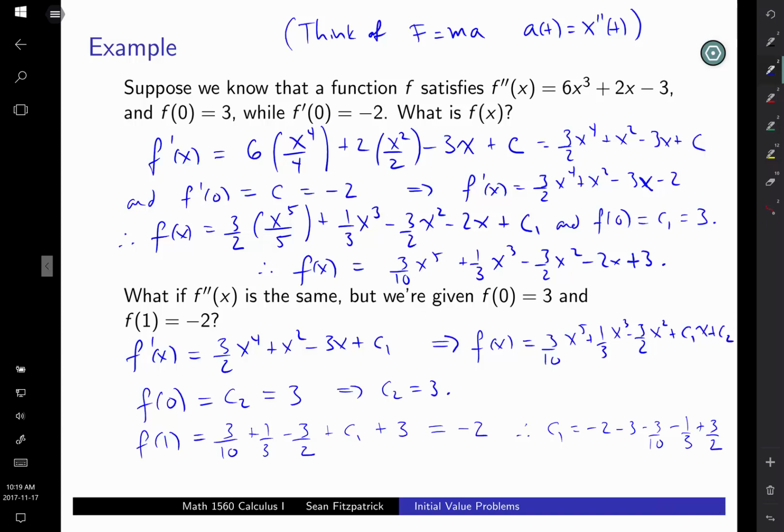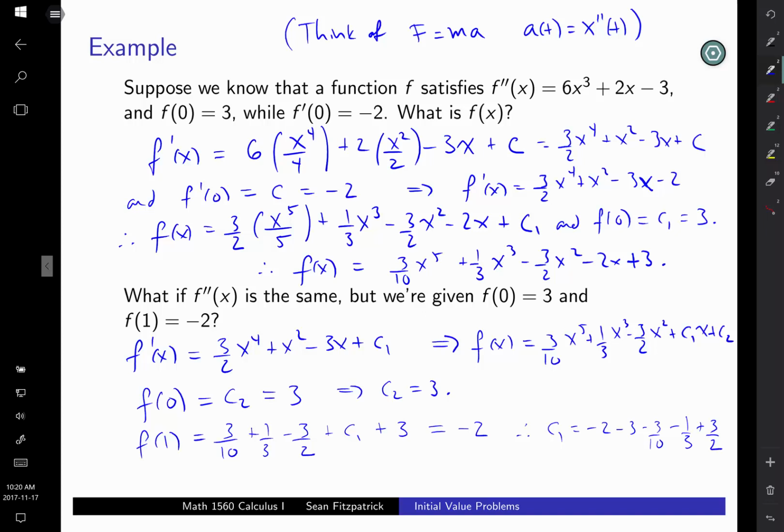But again, note that I can get that constant, right? As long as I've got those two pieces of information, I get both constants, and I'm able to recover a function. So once I plug those values in, again, I've got my function, and there are no undetermined constants left.